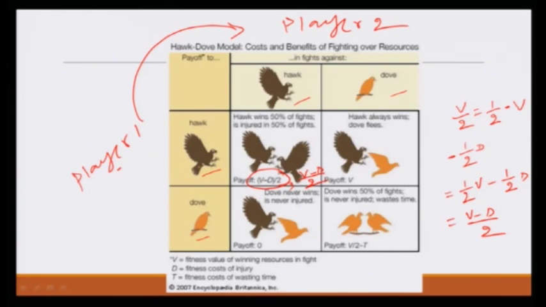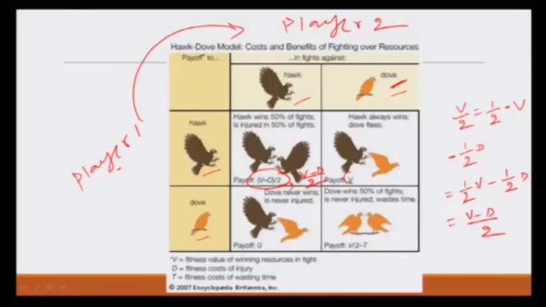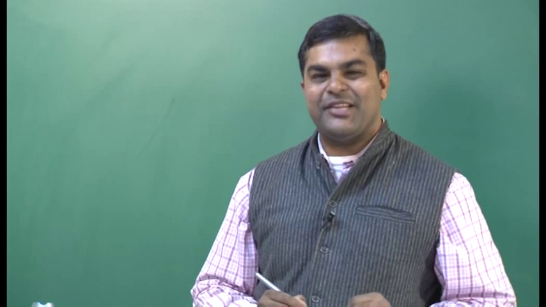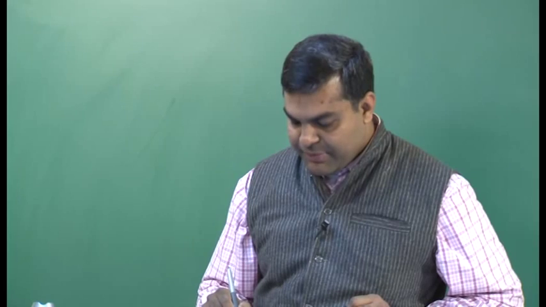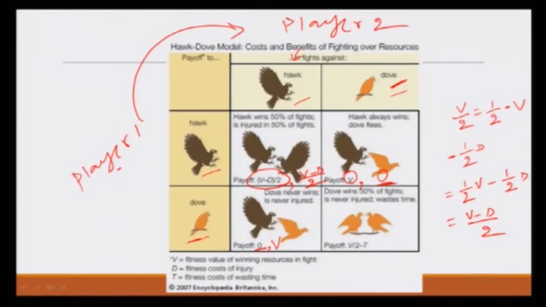If one player is playing hawk and another is playing dove, then what's happening? Hawk is going to win the whole resource, and hawk will make V, and of course dove will make 0. We don't need to write 0 here again, because here player 1 is playing dove and player 2 is playing hawk, so player 1 is getting 0, same as here. So it's symmetric in that sense, and of course here player 2 will get V.